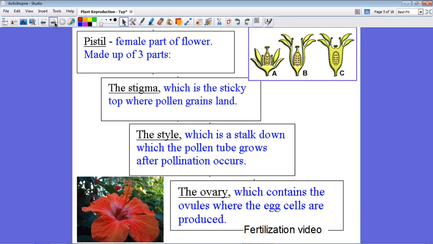So let's talk about the female part first. The pistil is made up of three main parts. The stigma, which is the sticky top where the pollen grain lands, so that's going to be up here. The style, which is the stalk, and the pollen is going to travel down that stalk, you saw in the last video, producing a pollen tube. Okay, so that stalk grows down after pollination happens. And then the third part is the ovary, and the ovary is the part that contains the ovules where the egg cells are produced. So let's watch this fertilization video.